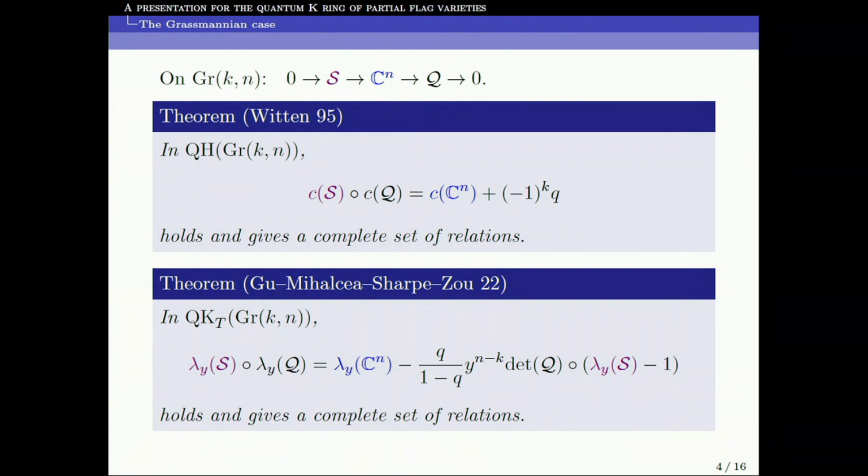Witten did this for quantum cohomology in the 90s, and this is the deformed relation. Recently, Gu, Mihalcea, Sharp, and Zhou generalized it to equivariant quantum K-theory. And of course, you can write these as presentations in formal variables, with formal generators and relations, but I'm keeping these bundles to make it clear that the generators come from Chern classes or wedges of these bundles.